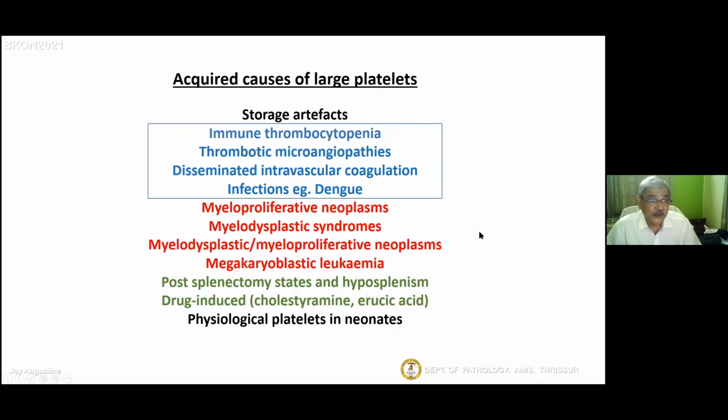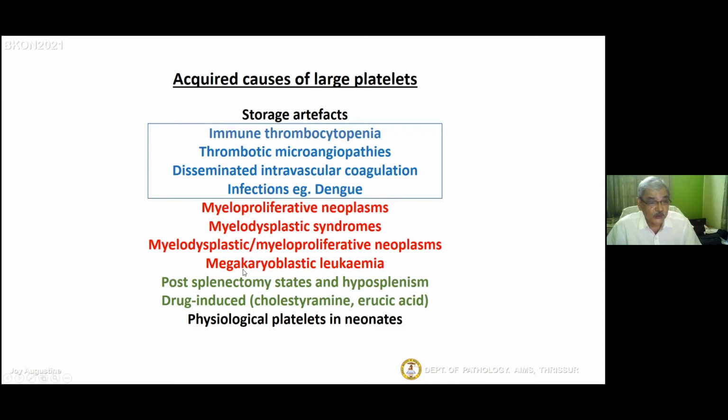Now, what are the acquired causes of large platelets? There are a large number of acquired causes. The most important being storage artifacts. If the platelets are stored for a long period of time, the platelets get swollen up and become large. Now, this can sometimes be recognized by the very indistinct, loose, sponge-like appearance of the platelet. However, you can't be sure about it, but you'll have to check whether there was any prolonged storage. Immune thrombocytopenic purpura, thrombotic microangiopathies, DIC, infections like dengue, they all cause large platelets.